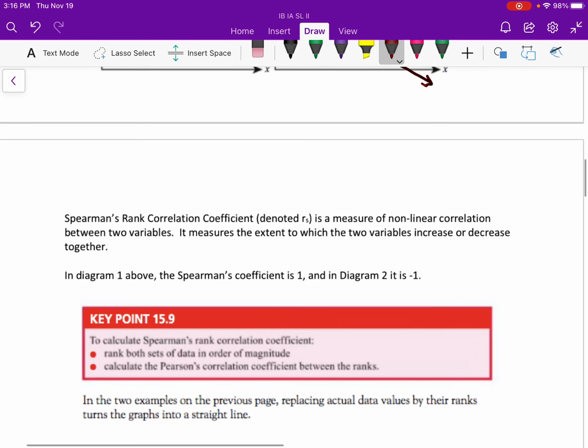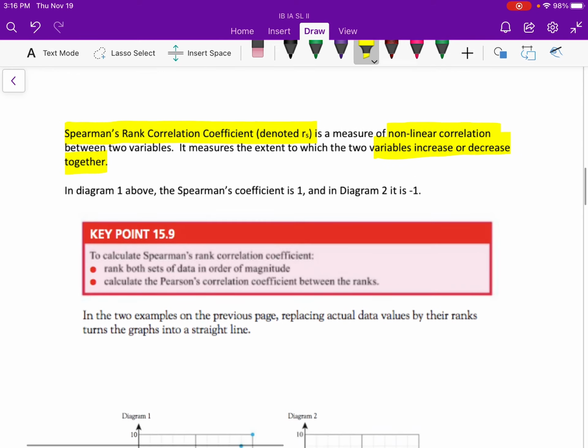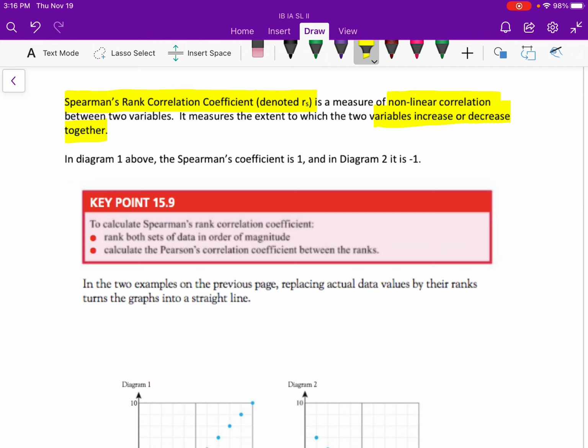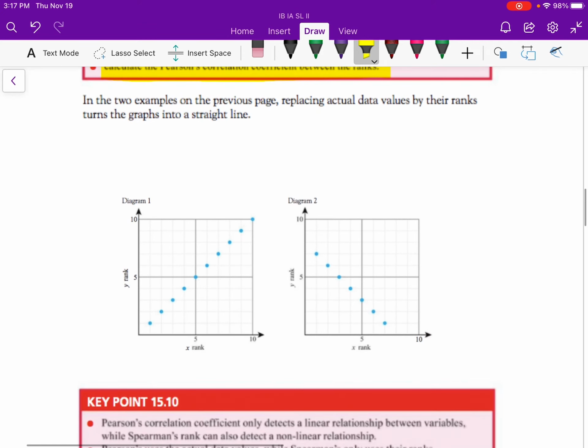However, Spearman's rank correlation, denoted as R sub S, is a measure of nonlinear correlation between two variables. So it measures the extent to which the two variables will increase or decrease together. Okay? And there's only one way to do this, so it's pretty straightforward. To calculate the Spearman's rank correlation coefficient, rank both sets of data in order of magnitude, calculate the Pearson's correlation coefficient between the ranks. Okay? The Pearson's correlation between the ranks gives us the Spearman's correlation. Sounds a little confusing, but we're going to show you what that means.